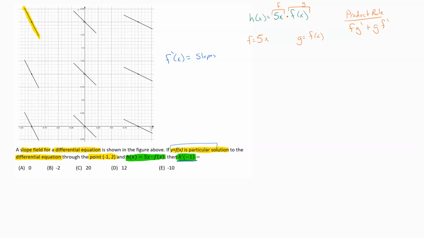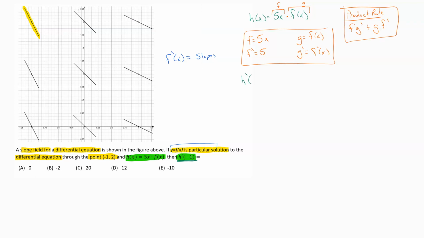So F is 5x. I need to go find an F prime. Well, the derivative of 5x, that's a power rule. The derivative of 5x would just be 5. I also need a G prime. Well, this is just a notation game. Just like I said, G is f of x, so G prime, the derivative of f, is going to be f prime of x. And so now I have what I just call my ingredients, and I just need to follow my product rule recipe to put together the derivative I'm looking for.